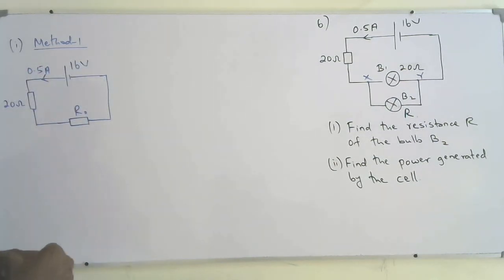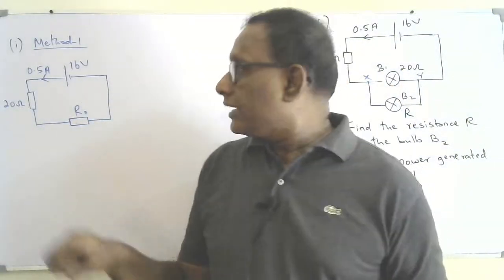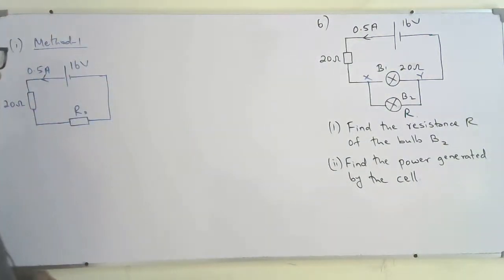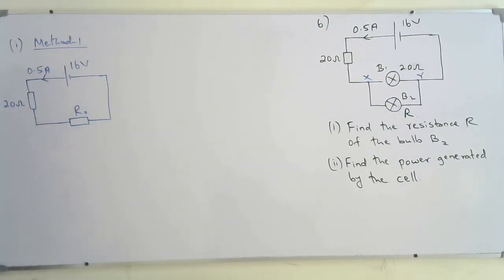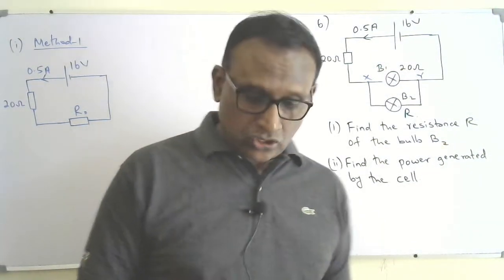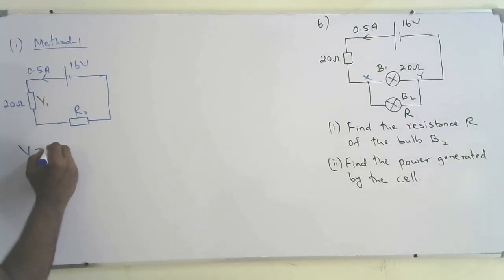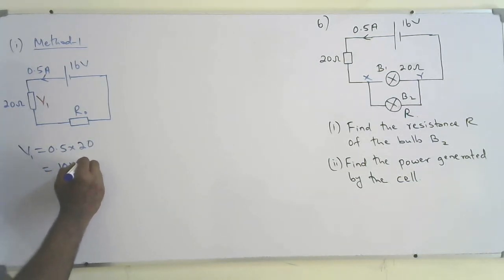Now you can see the R naught, that is the equivalent resistance of B1 and B2, is taken as R naught. That R naught and the 20 ohms are in series. So the total voltage applied will be divided across them in the ratio of their resistance. By using that, I can find the R naught. If I say the voltage across the 20 ohm is V1, V1 is equal to IR. So 0.5 into 20 ohms. That will be 10 volt.